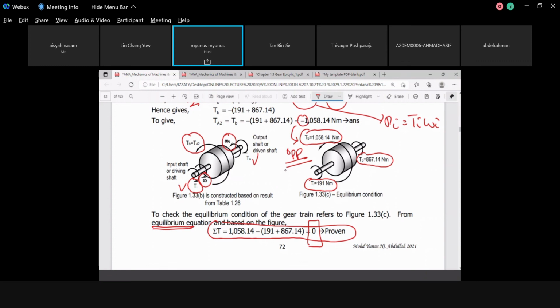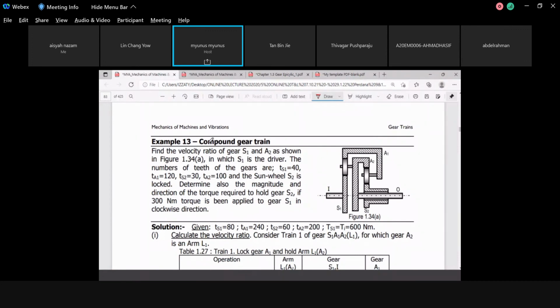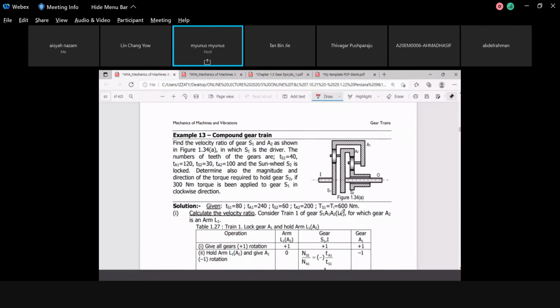I'm not going to do example number 13 because you have a very nice solution with you. But remember, example number 13 is a different type of epicyclic gear. I'm exposing you to a different type of epicyclic gear here. What does this mean? Look at here. Typically, remember, your A will be expanding bigger and bigger radially. If you have A3, look at it, A2 inside, A1 outside. Right, A2 inside, A1 inside. It doesn't matter.